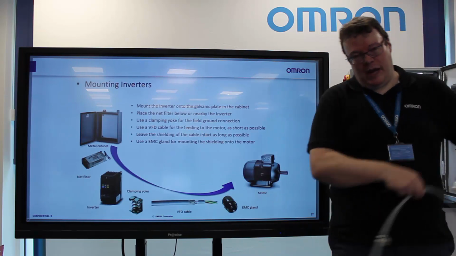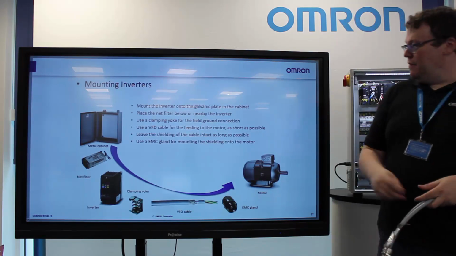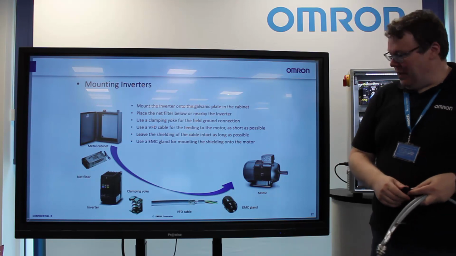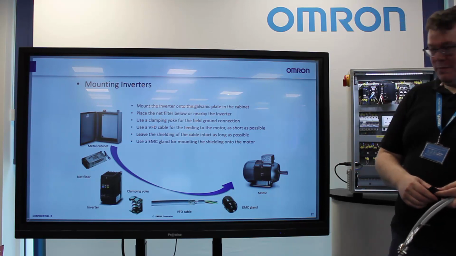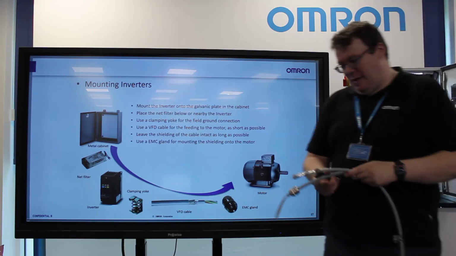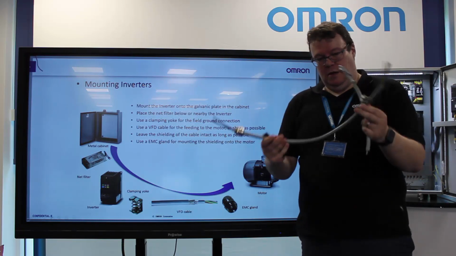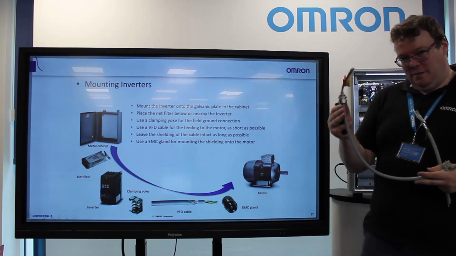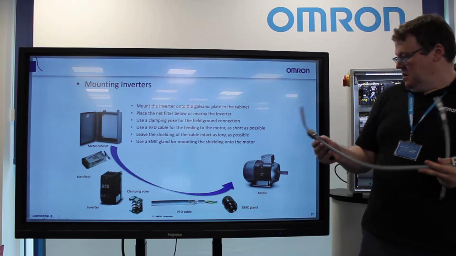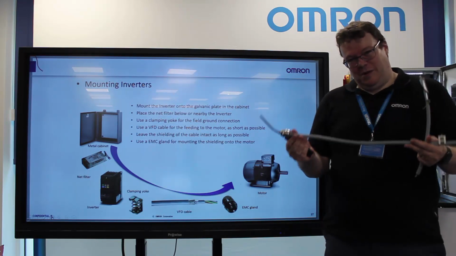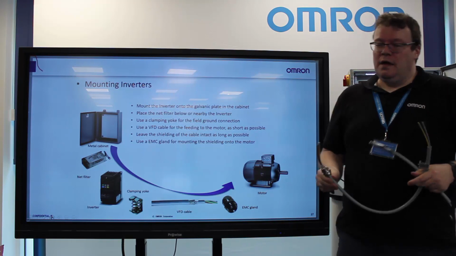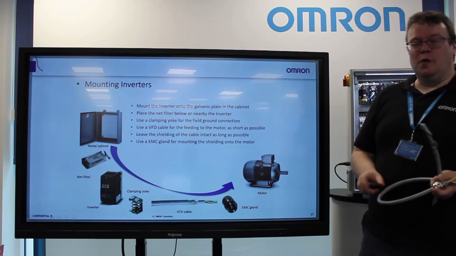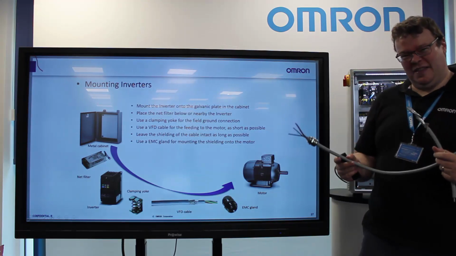So just to recap how we would mount an inverter, we'd mount the inverter on a metal, galvanic backplate within the cabinet, obviously use an EMC filter. We then have a clamping yoke, which you see here, as close as possible to the inverter, and then another EMC gland, which is grounded at the motor side. We then keep the cable as long as possible and try not to break it. So this is a very quick overview of the importance of shielding and using the correct glands in a motor cable.